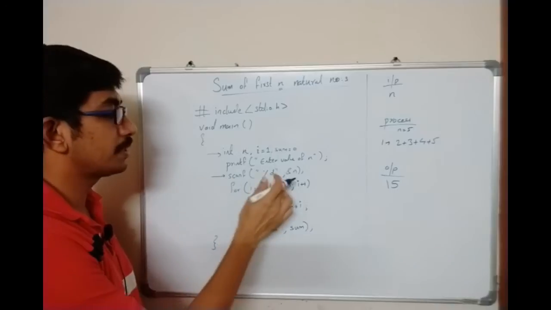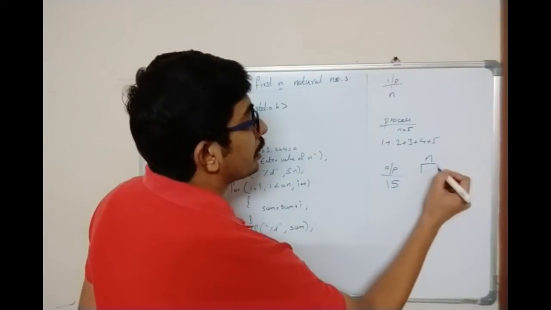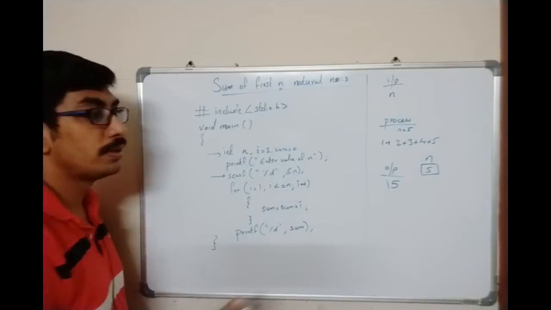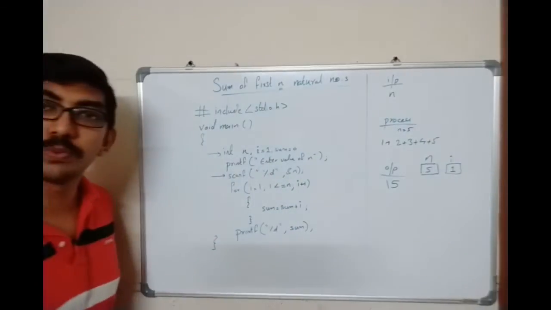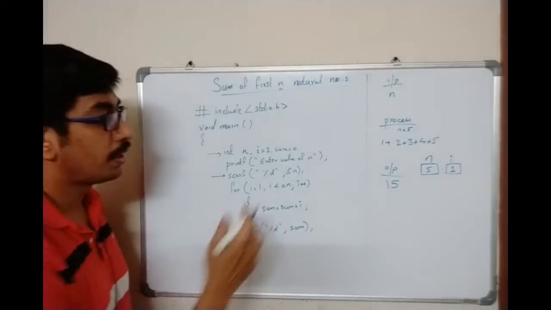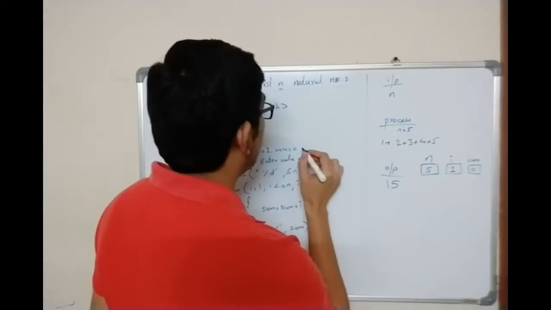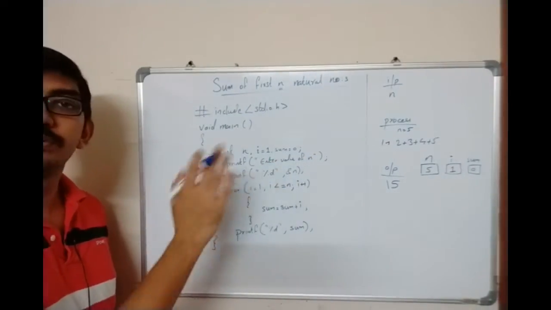Using a scanf statement, I am reading the value in n. I am supposing the value of n is equal to 5. And I am setting i as 1. Why I am setting it as 1 is because I know the first natural number is 1, so I have set it as 1. And what I have to find? I have to find sum. So initially I am setting it as 0, and whenever I am going to add, I will add it to sum.